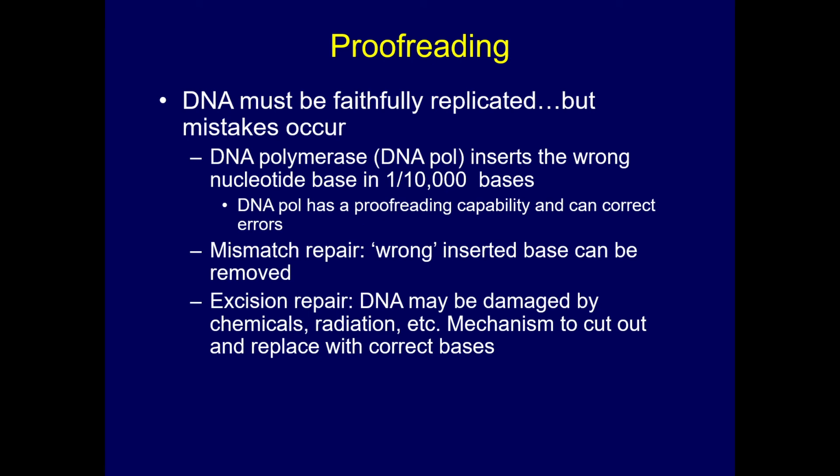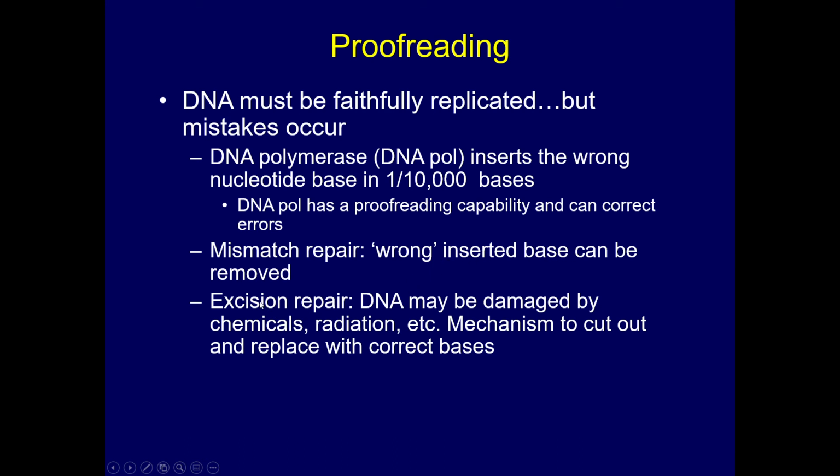Now, for all of this to work, there needs to be what's considered proofreading. Right? Mistakes do happen even in a complex natural process like this, and so you've got to make sure that everything you're doing ends up working out the right way. Remember, we don't want mistakes in our genetic code. So DNA has to be faithfully replicated, and about 1 in 10,000 bases the polymerase inserts the wrong nucleotide, which isn't actually that bad. That's a pretty good rate. And so when that happens, they can be removed and then a new base put in.